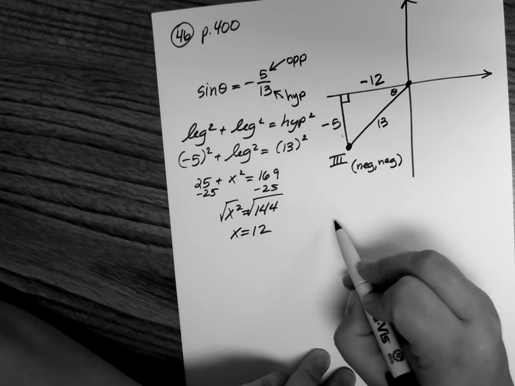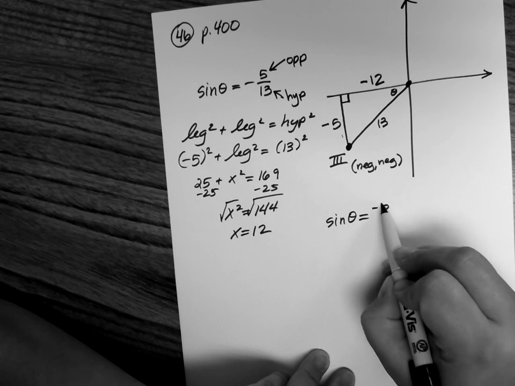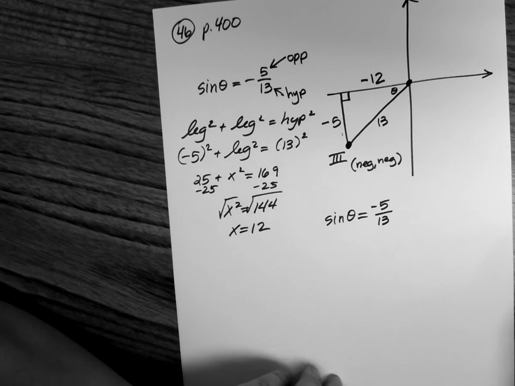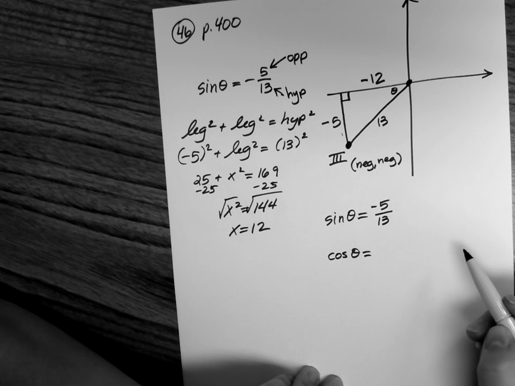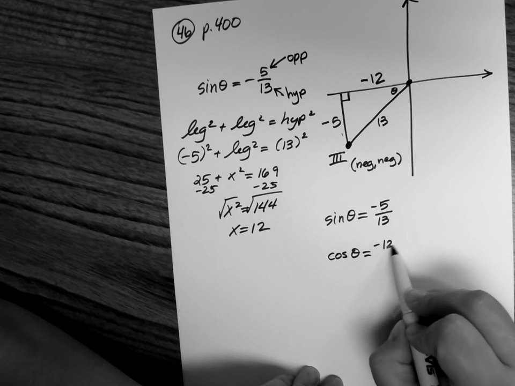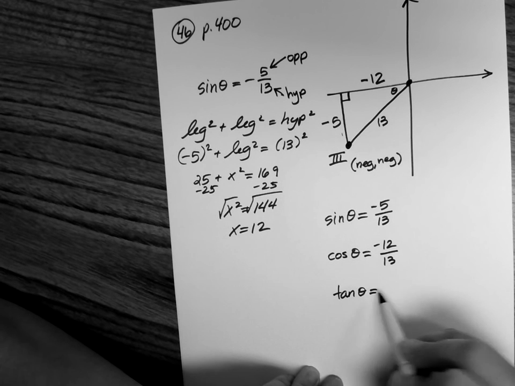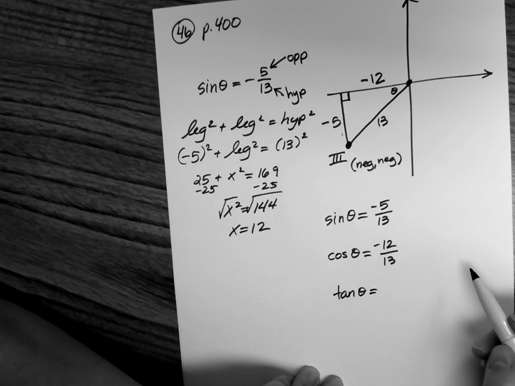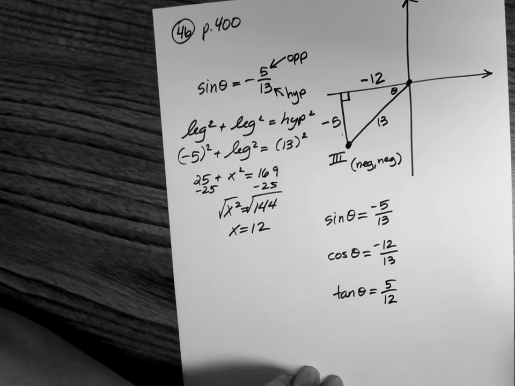Okay, so let's go ahead. We've got sine opposite over hypotenuse. Cosine is adjacent. My adjacent side here is negative 12. And tangent, opposite over adjacent. In this case, that's negative 5 over negative 12. Since they're both negative, that makes it positive.